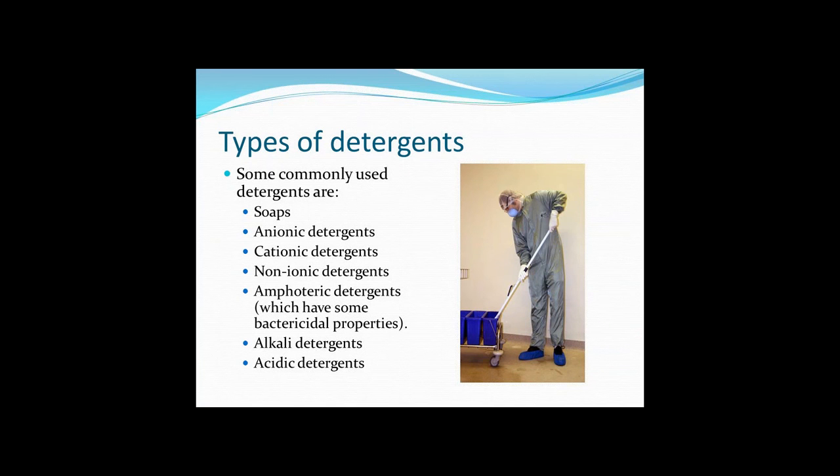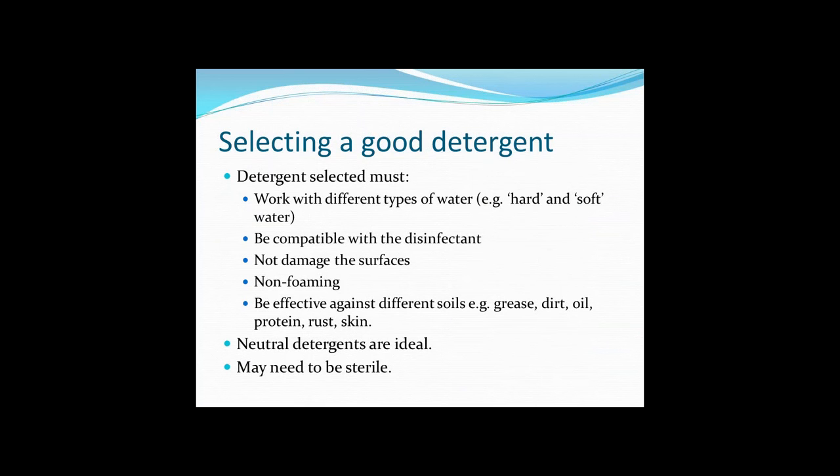So the detergent that's selected must work with different types of water, especially if you have got variable types of water in your facility. So it needs not to be affected by hard water that would contain a lot of limescale or something like that. It needs to be compatible with the disinfectant, so this is the reason for sometimes preferring neutral detergents. It shouldn't damage surfaces. It should be non-foaming, and it should be effective against a whole range of different soiling materials. So you want the detergent to be good against grease, dirt, oil, protein, rust and skin and so on. And if it's used in aseptic areas, then there must be a means to render that detergent sterile without the loss of any of its chemical properties.